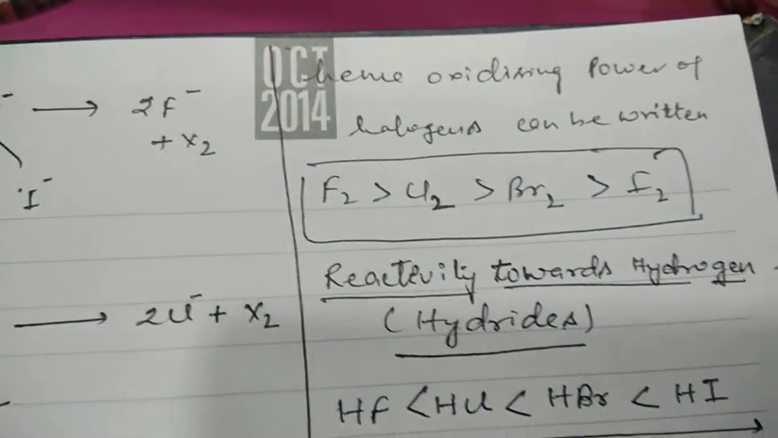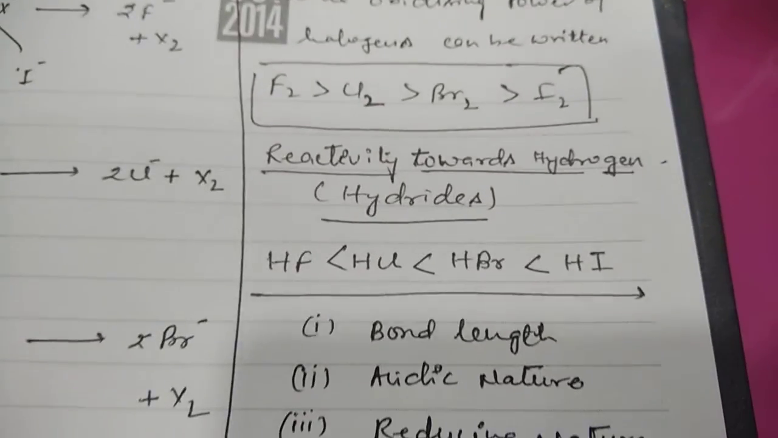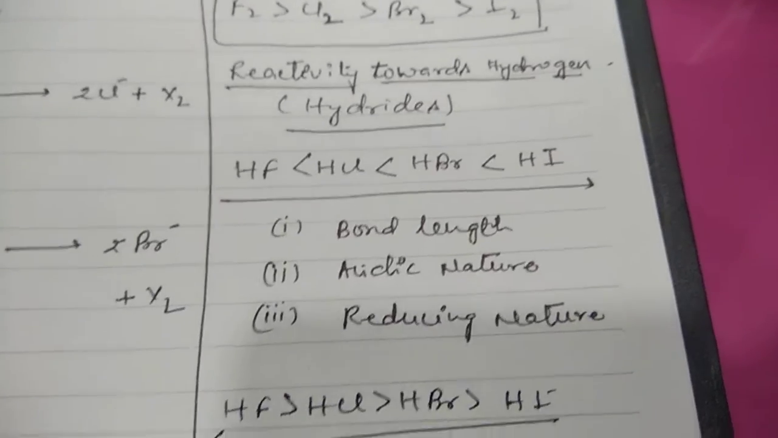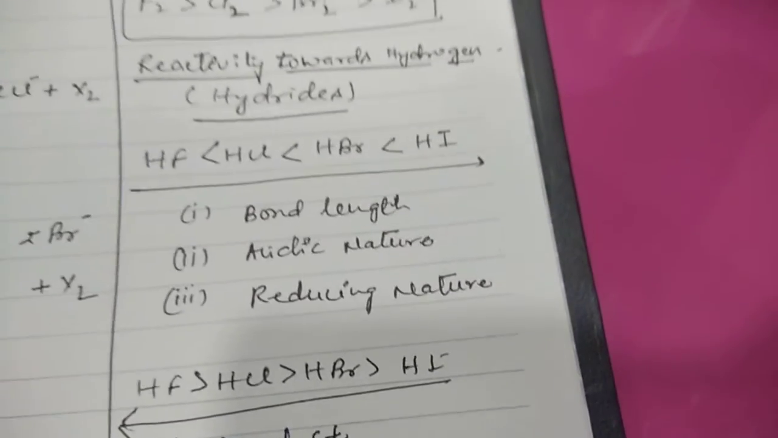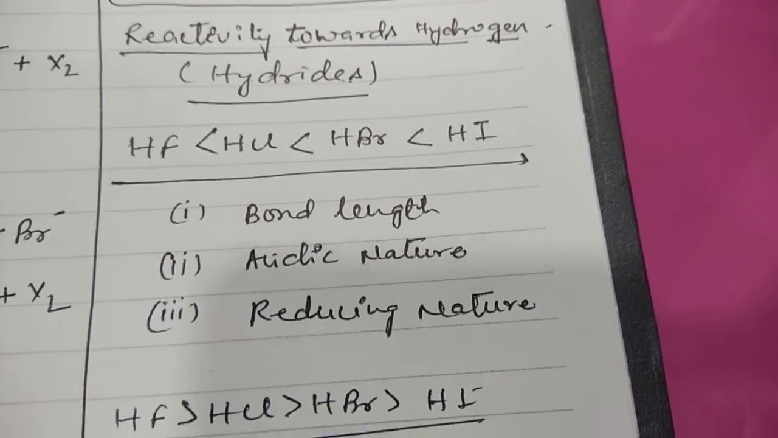This is how we are going to explain the oxidizing power of halogens in the various parameters, class. Very important for you. After this, oxidizing power is okay. You will explain between all these possible headings as I have discussed. Now the next one, the reactivity towards hydrogen or hydride.